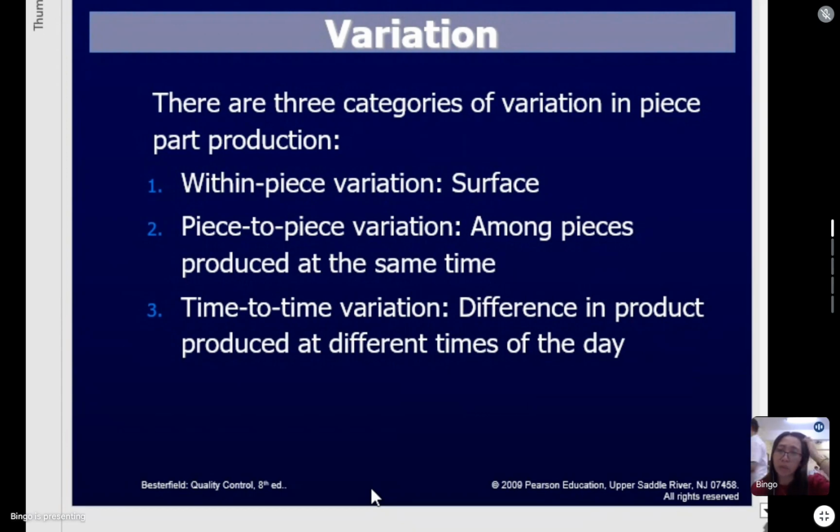The next to that is piece-to-piece variation that occurs among pieces of produced product at the same time. And another of the three categories of variation, you have the time-to-time variation. So you have difference in product produced at different times of the day.